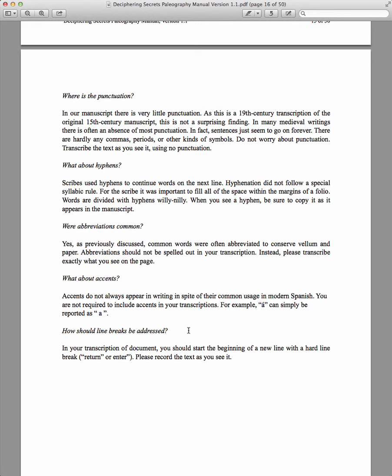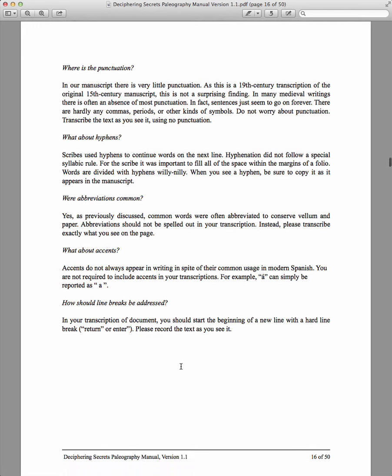Lastly, when we start to do our transcriptions, one of the issues that will come up is how to deal with line breaks. As you're reading through something and there's a line stoppage here, do you just keep on typing? What we're going to ask you to do is a hard line break, hitting return or enter on your computer keyboard.